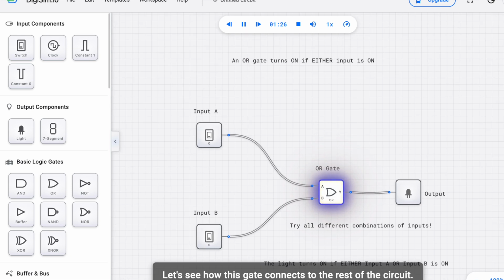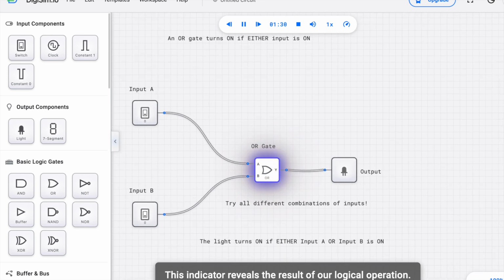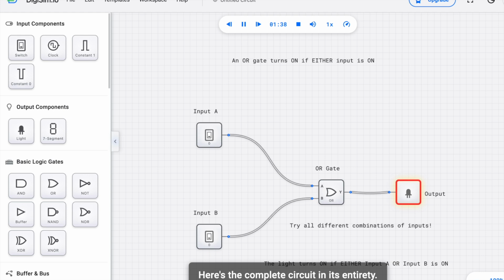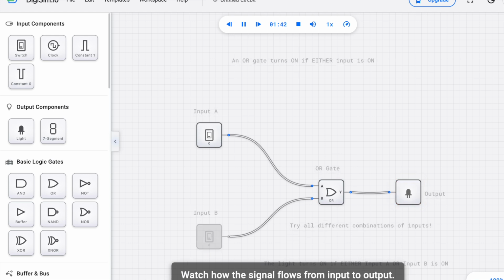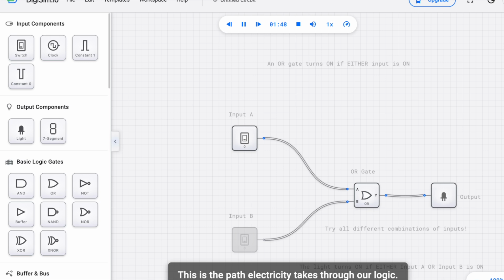Let's see how this gate connects to the rest of the circuit. This indicator reveals the result of our logical operation. The output state directly reflects the OR gate's decision. Here's the complete circuit in its entirety. Watch how the signal flows from input to output. This is the path electricity takes through our logic.